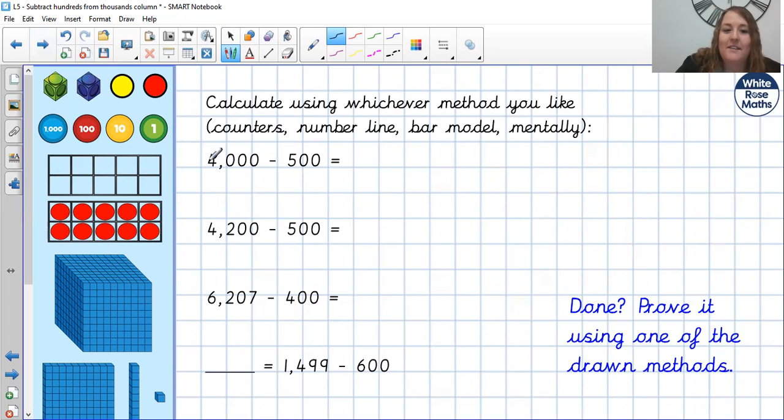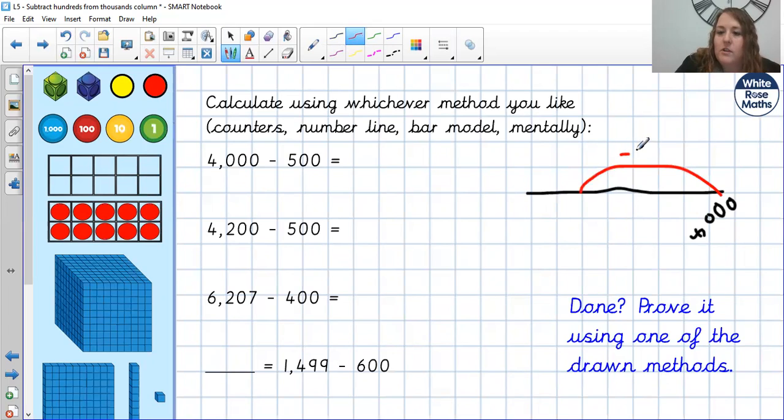Okay, well done at having a go at those. We've got 4,000 to take away 500. So I'm going to draw my number line out. 4,000, and I'm going to be doing 1 jump of 500. Again, if you've done this in your head and you didn't need to draw it, that's fine, but I'm really looking at 40, take away 5, and I can do that without using my fingers, being 35, and I need to keep my zeros. So we have 3,500.